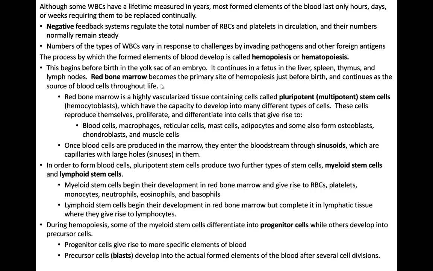Oops, wrong way. The myeloid stem cells begin their development in the red bone marrow and give rise to red blood cells, platelets, monocytes, neutrophils, eosinophils, basophils. So in other words, myeloid stem cells form all of our blood cells with the exception of lymphocytes. And that's because lymphocytes come from lymphoid stem cells, which hopefully kind of makes sense.